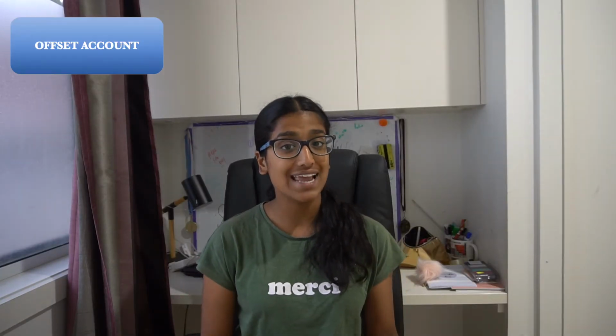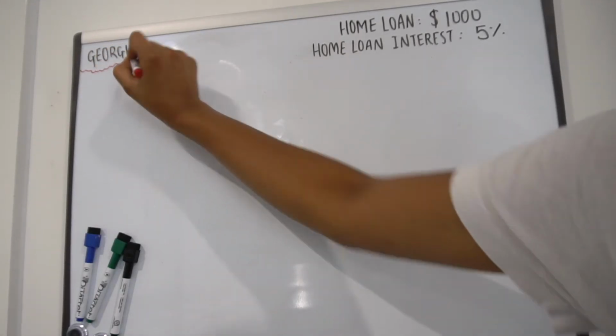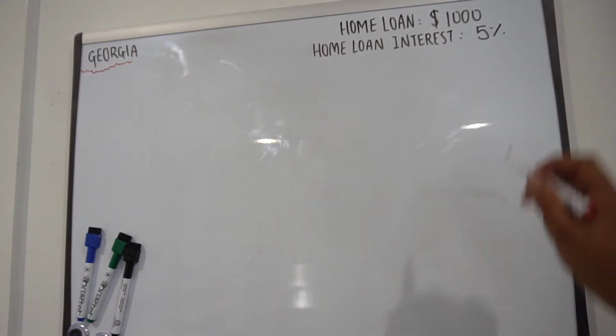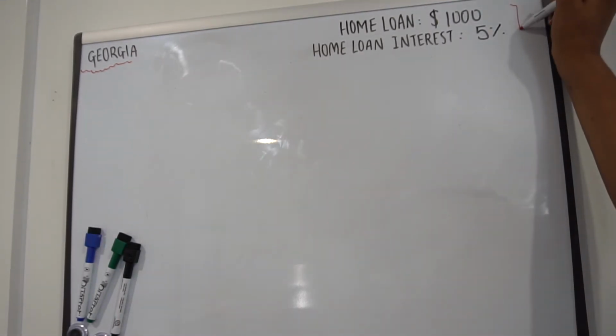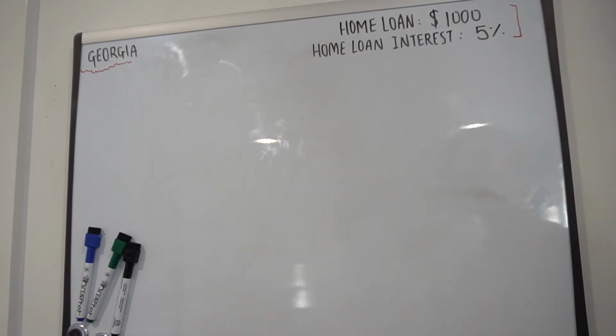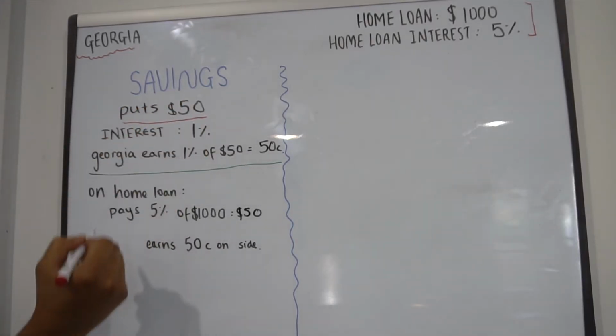To understand this first benefit, we have to compare an offset account to a savings account. So let's look at the savings account first. Remember, we receive interest on a savings account as the bank pays us for keeping our money. Let's take Georgia. She has taken a home loan of $1,000 for simplicity's sake. The interest she has to pay on her home loan is 5%. To keep it simple, we won't use a time period for the interest as it can make it a little bit more tricky. Okay, so let's say that Georgia has put $50 into her savings account.